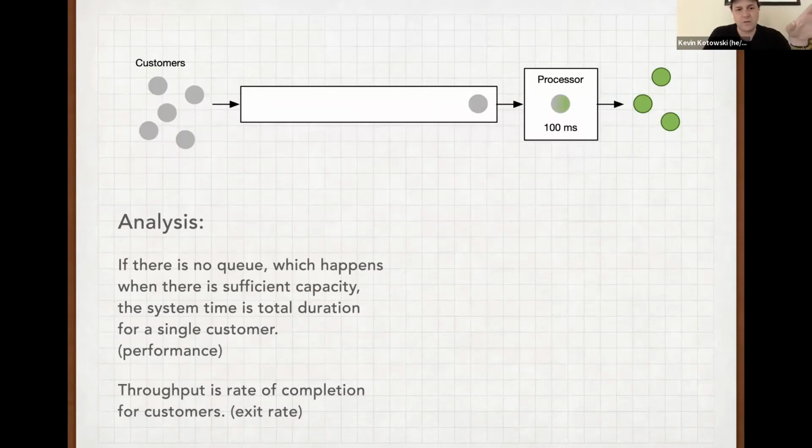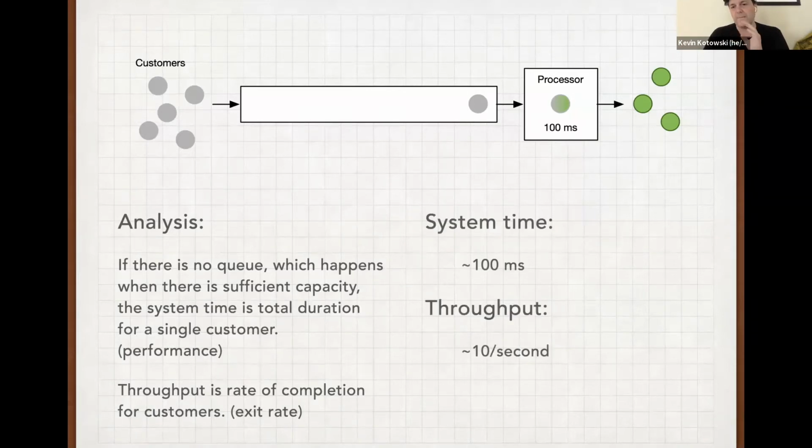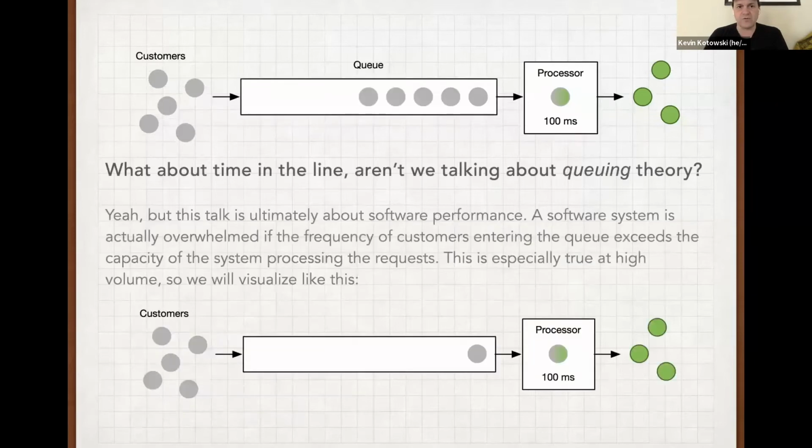So we're going to talk about a special case here. If there is no queue, so basically there's really nobody in the line, and that amount of line doesn't take any waiting time, then the system time is basically that processing time, and we can just eliminate all of the queue time, and then the throughput is still the rate of completion for customers.